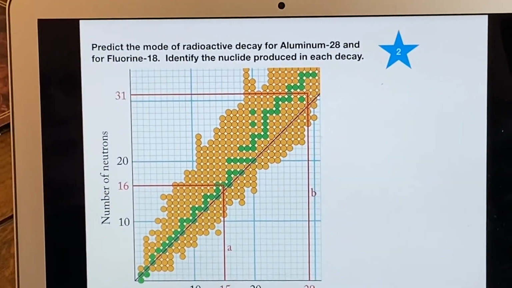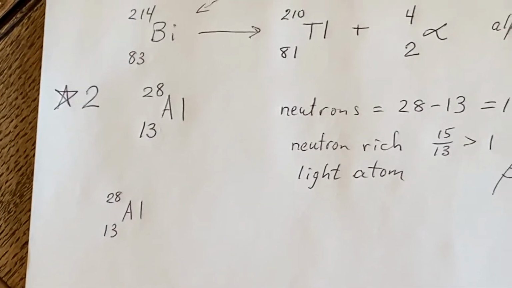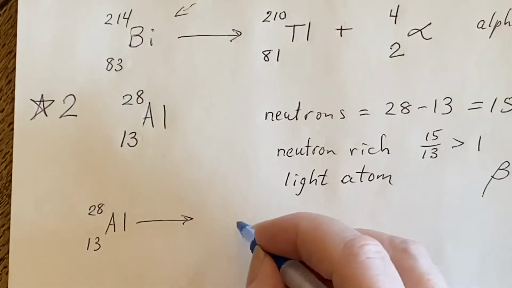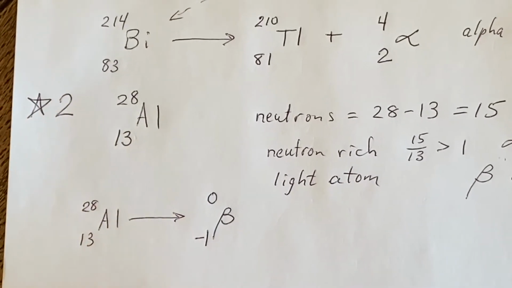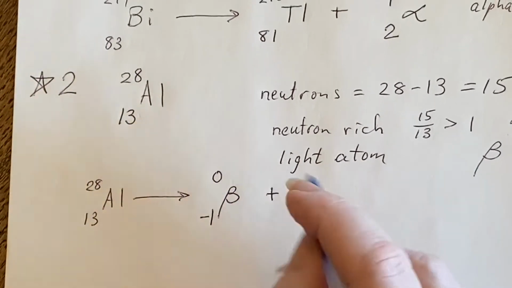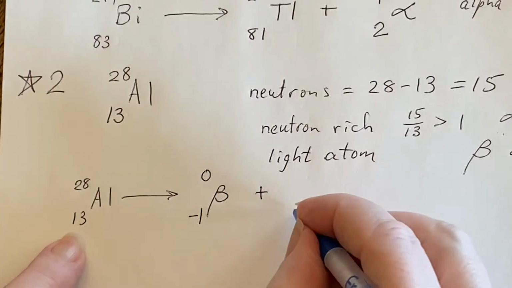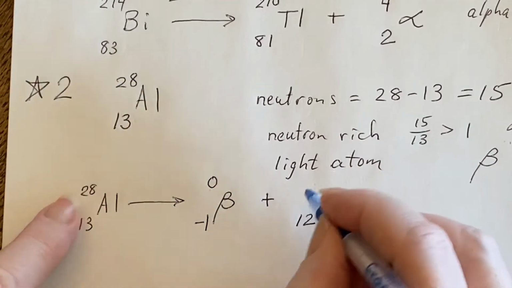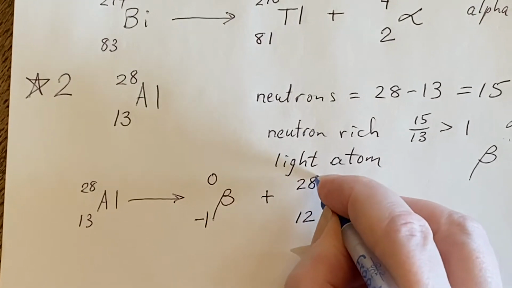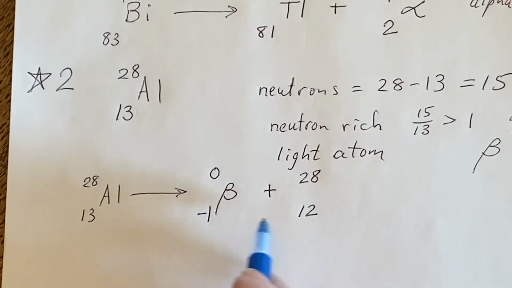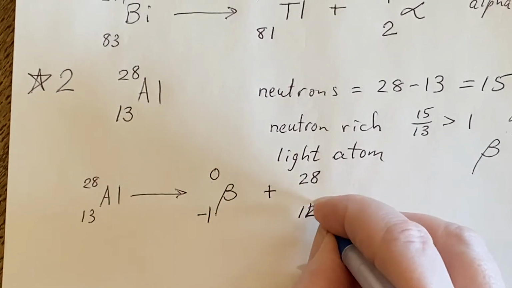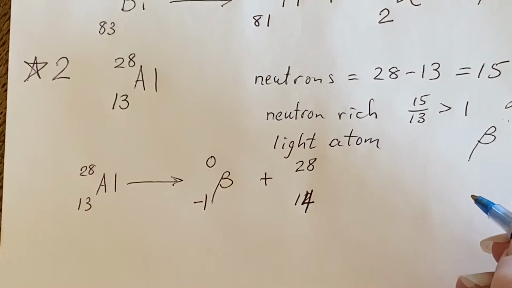Now, it's also going to want to identify the nuclide produced. So I'm saying the aluminum 13 and 28 here is supposed to decay, forming a beta particle, which we know should be a -1 and no mass. And then I sit there and say, okay, 13 minus 1, that's 12. And then this would be 28. Oh, no, what did I do? 13 equals -1 plus 14. You'd think that would be simple, right?